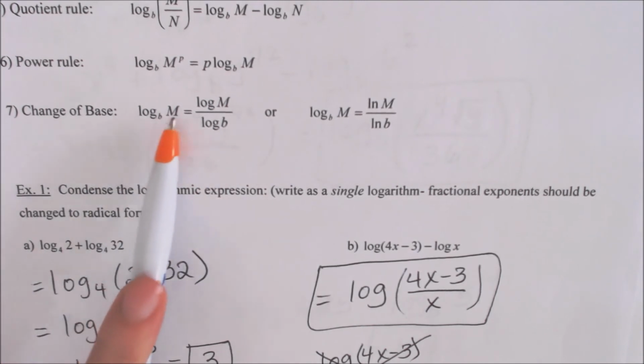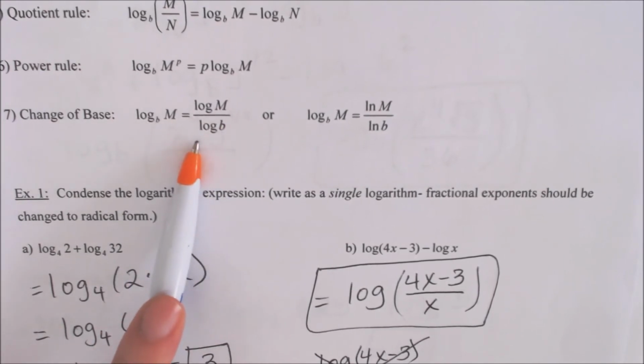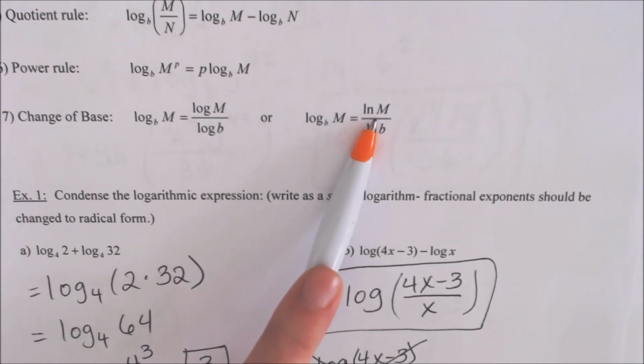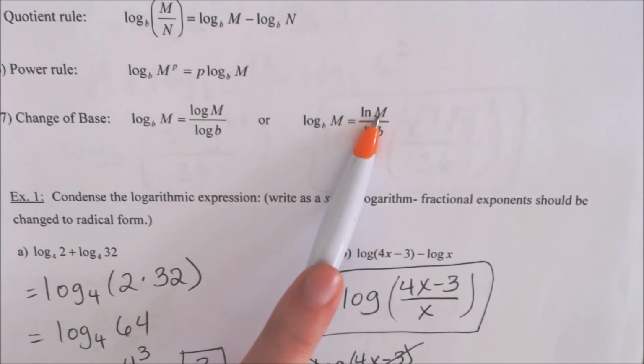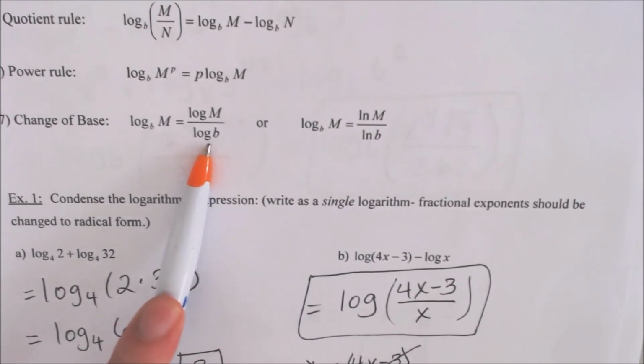So log base b of m can be written as the common log of m divided by the common log of b. It can also be written as the natural log of m divided by the natural log of b. So in other words, the argument goes in the numerator log, the base goes in the denominator log. Same thing over here, okay?